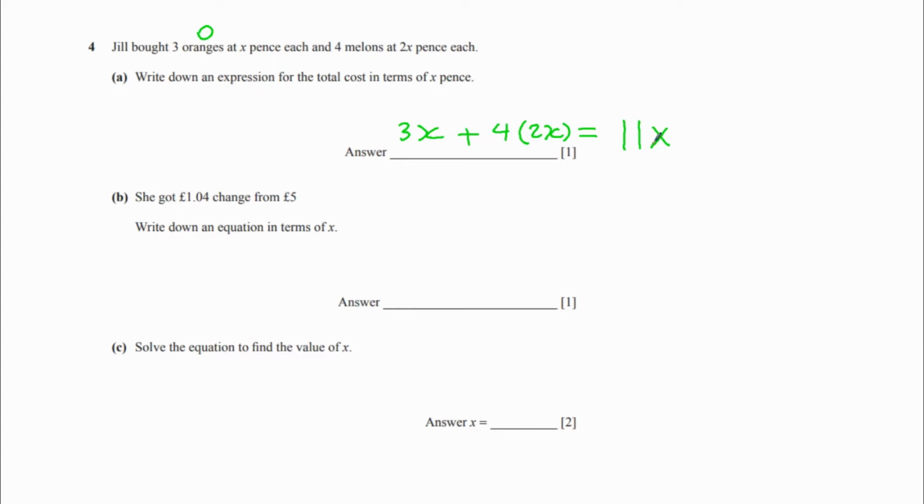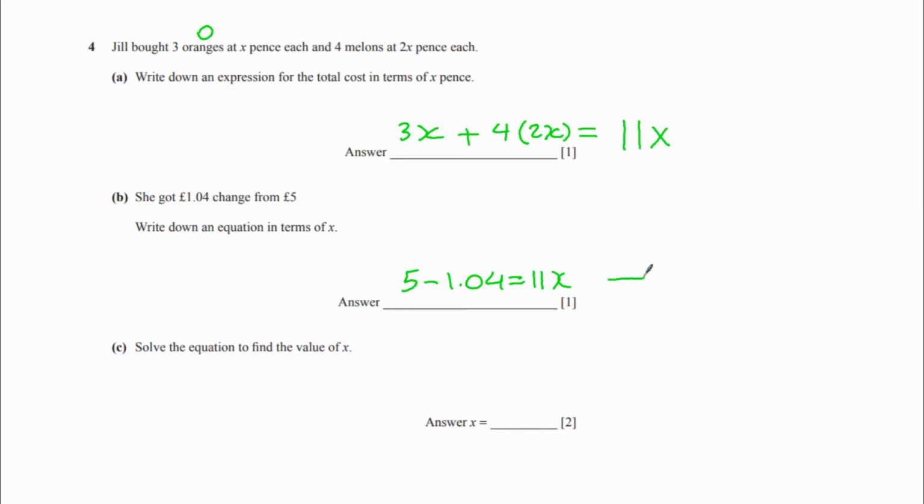Now, part B, she got 1.04 change from £5. Write down an equation in terms of x. So we are going to say that she needs to pay 11x because that is the total cost. She gave £5 and got 1.04 back. So we could say that 5 minus 1.04 equals 11x, because that is what the cost was.